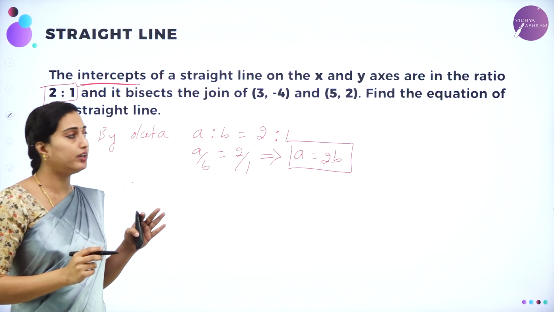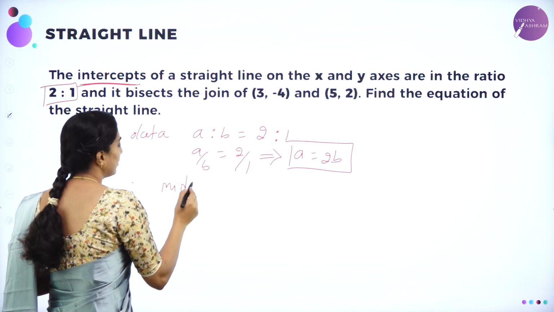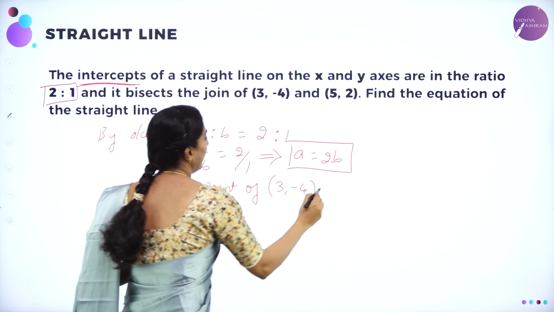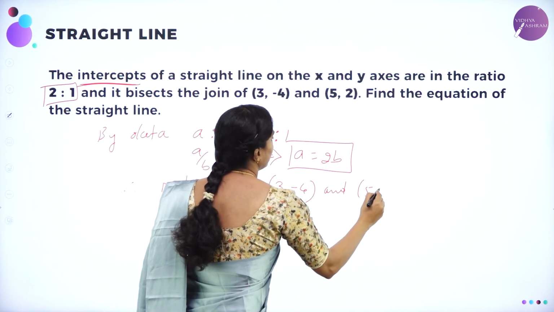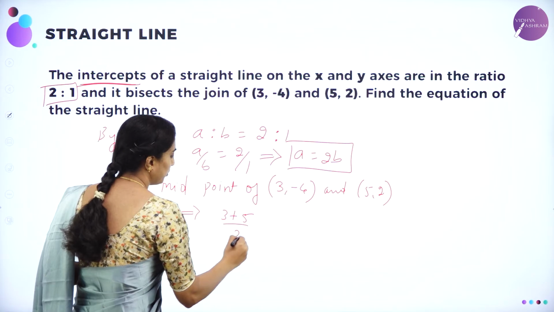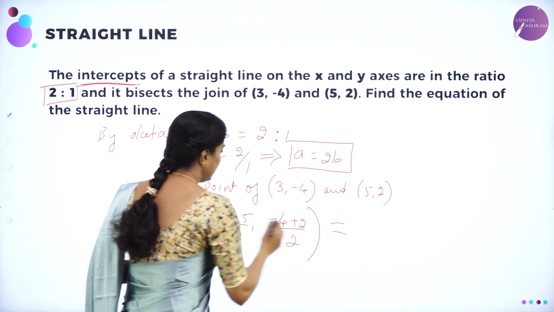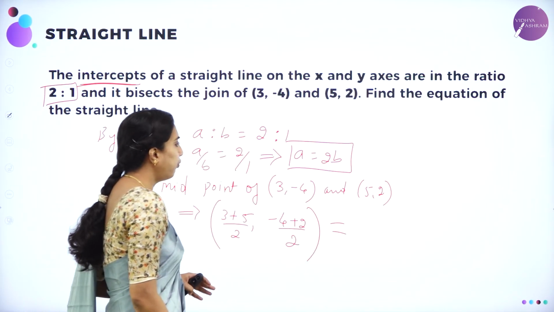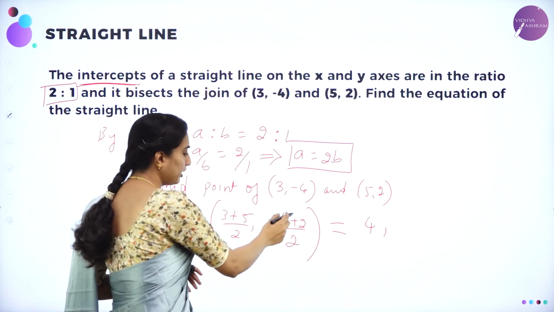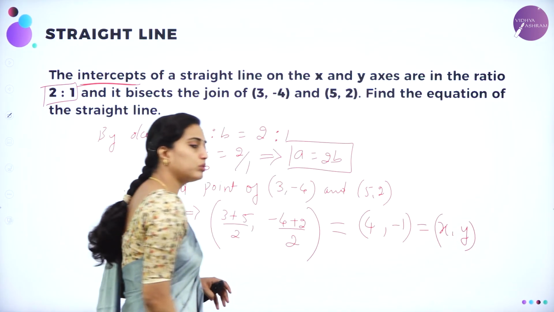the midpoint of the line joining 3, minus 4 and 5, 2, since it bisects it. That implies 3 plus 5 divided by 2, minus 4 plus 2 divided by 2. 3 plus 5 is 8, 8 by 2 is 4. Minus 4 plus 2 is minus 2, minus 2 by 2 is minus 1, which is nothing but x, y. Correct? The line passes through this point only.